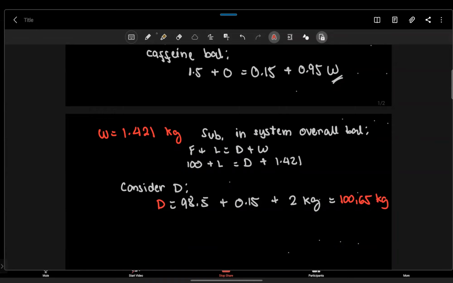So meron na tayong D, meron na tayong W, meron tayong F kanina, o di masosolve na natin pala yung L. So if you go back to this equation here, okay, again, 100 plus L equals D, which is 100.65, kakasolve lang natin, plus 1.421. Therefore, L is equal to 2.071 kilogram. And therefore, nahanap na natin sa wakas yung ating L or yung amount ng DCS or yung solvent natin.